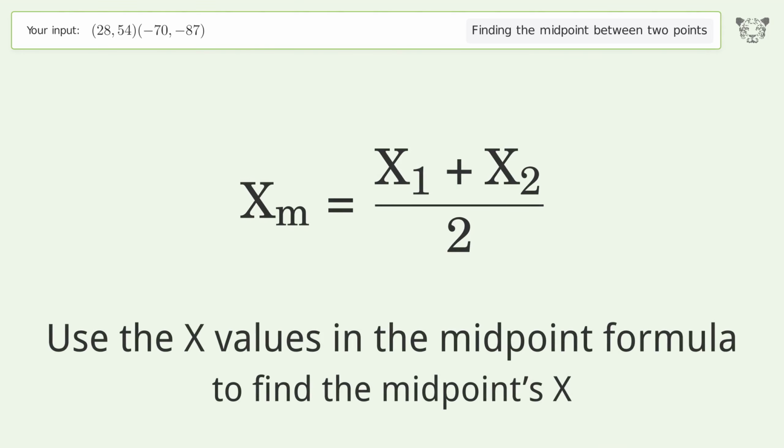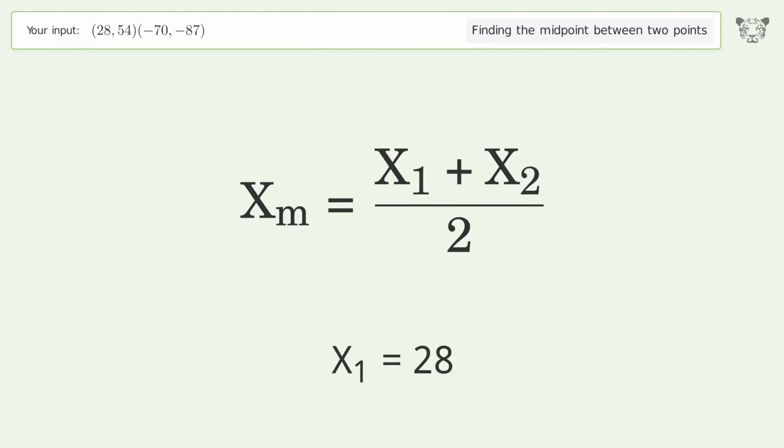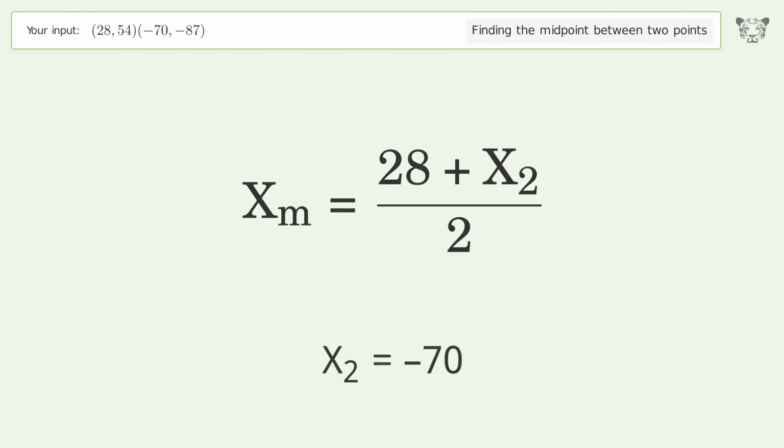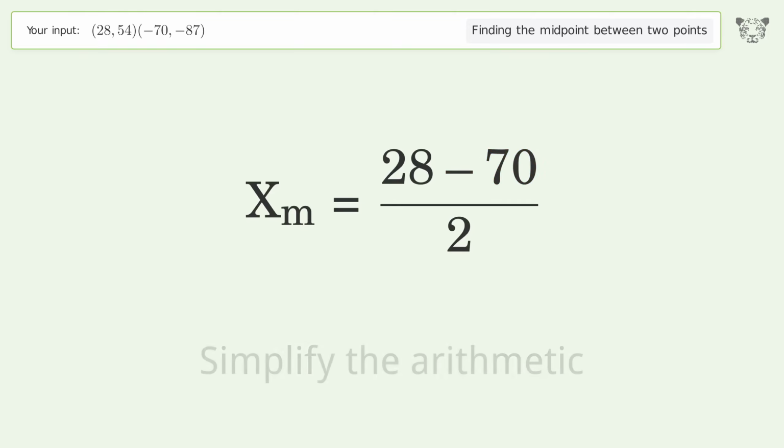Use the x values in the midpoint formula to find the midpoint's x. x1 equals 28. x2 equals -70. Simplify the arithmetic.